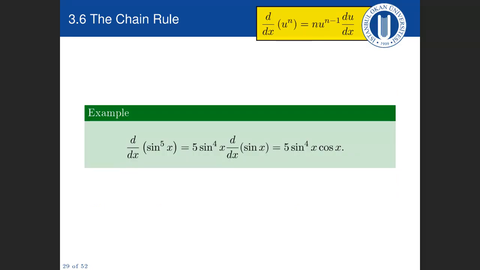Let's do another one. The derivative of sine to the power 5 of x. So this is a question where we have u to the power 5. So by the formula, that becomes 5 u to the power 4. So 5 sine to the power 4 of x, and then multiplied by du/dx, multiplied by the derivative of sine x.